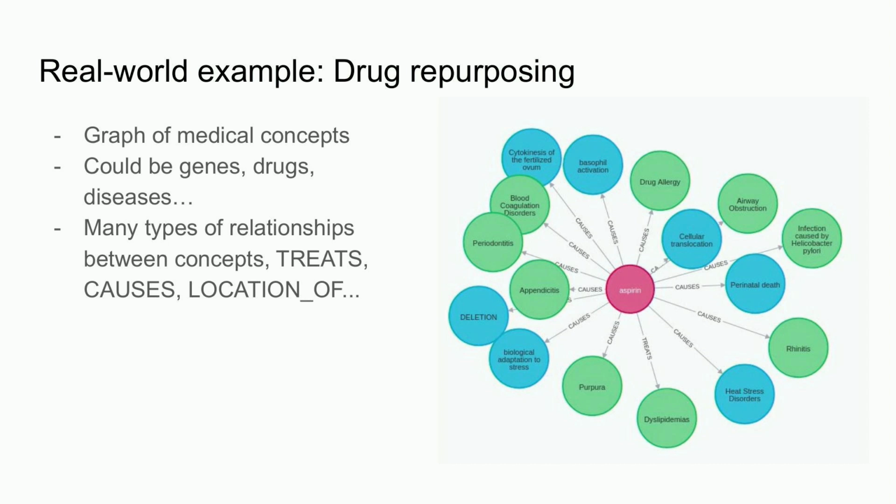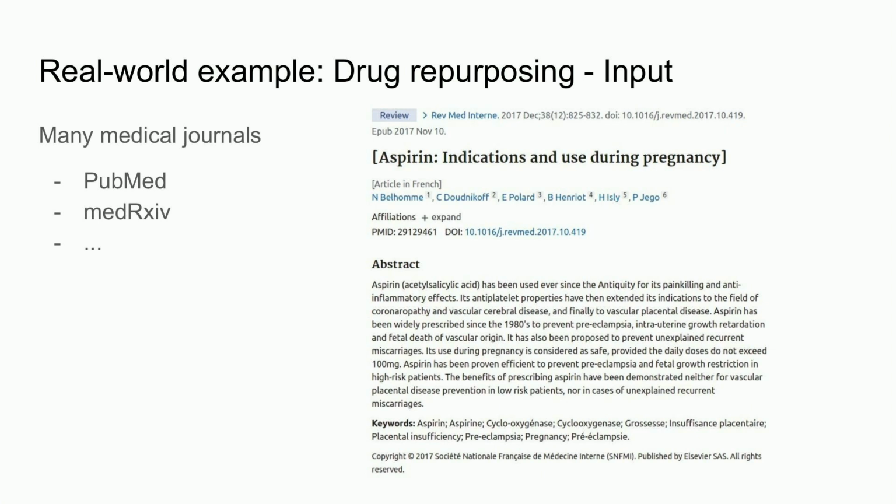for the treats relationship, and this would basically predict new uses for the drug. So that's basically the drug repurposing. So how would you approach it? Basically, you would use text input into the information extraction pipeline, and there are many medical journals that you can use. The most famous, at least as far as I know, is PubMed.